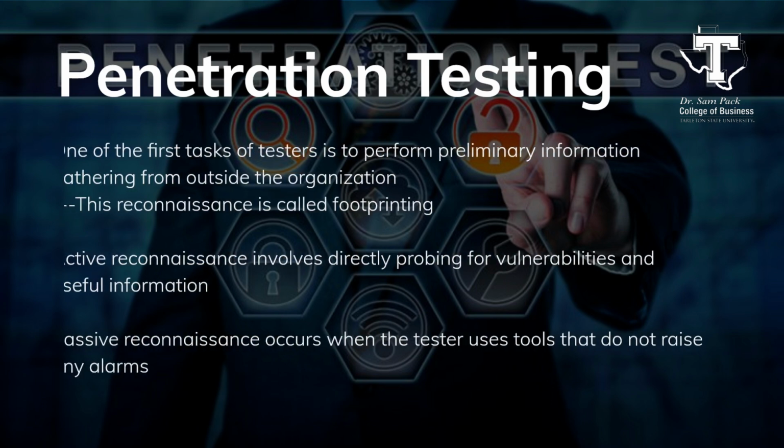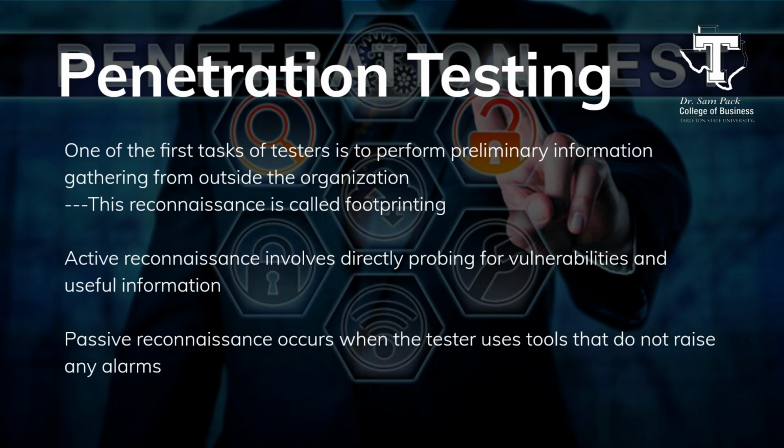When testers start their work, one of the first steps is to gather preliminary information from outside the organization. This process is known as footprinting. Footprinting is essentially reconnaissance, where testers collect as much data as possible to understand the organization's systems and potential weak points. There are two types of reconnaissance.